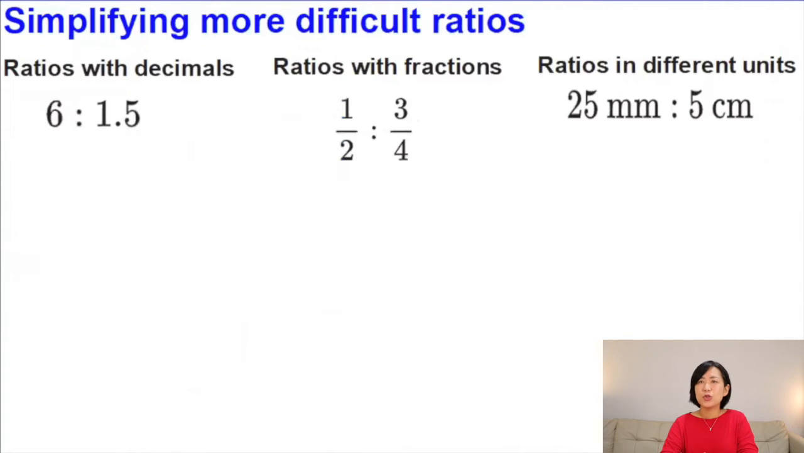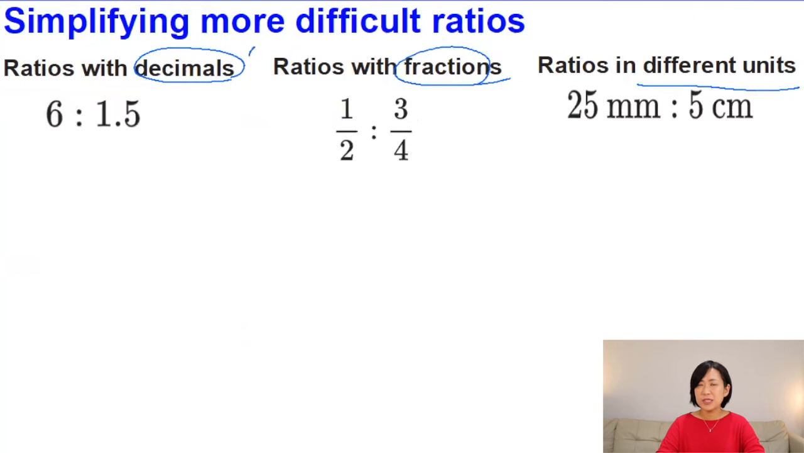Now this is a trickier part, simplifying more difficult ratios. In a ratio you can see decimals, fractions, and different units. You can't have this. Whenever you see decimals or fractions, you change them into whole numbers. Whenever you see different units, you unify your units. So here you've got 6 to 1.5. Change the decimal into a whole number by multiplying by 10. So 1.5 times 10 means you need to multiply the other part of your ratio by 10 as well. You have 15 and you have 60, so your ratio is 60 to 15.